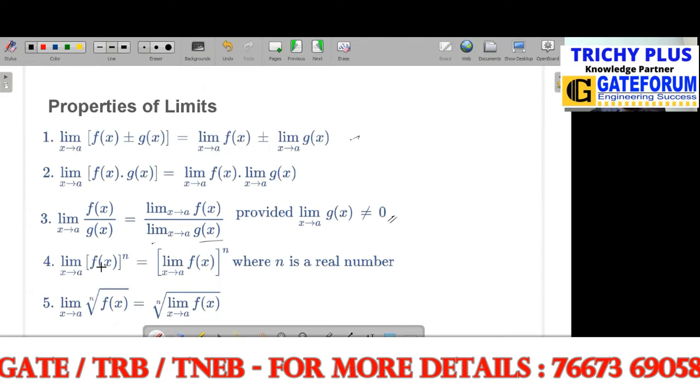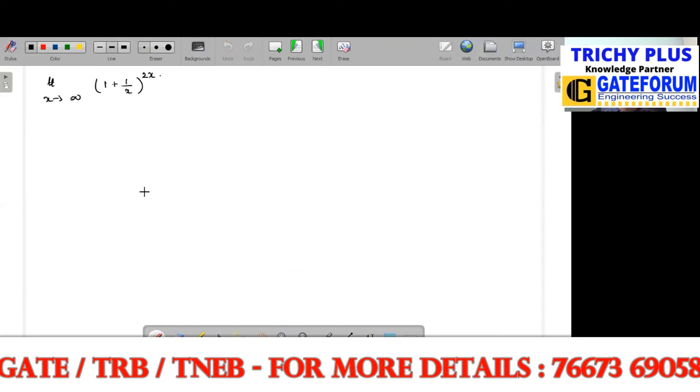And if the function is something like f of x whole power n, and you are finding a limit for that, you can put the limit inside and keep that power outside. So this is also possible in limits. And here also it's possible: nth root of f of x. You can take the limit inside and find the root later. So these are all the properties of limit. Whenever you need, you can use them. Fine.